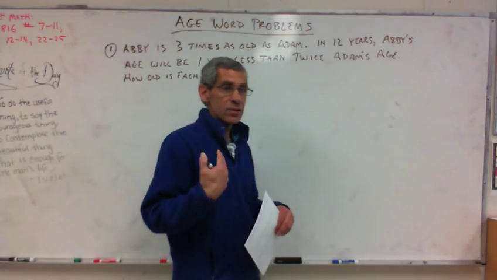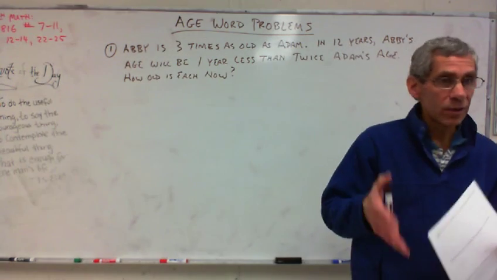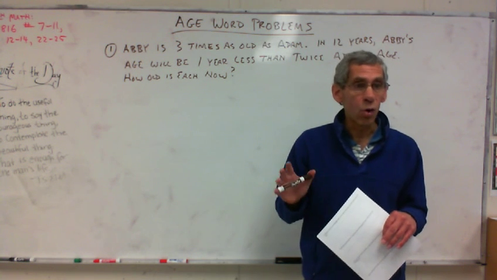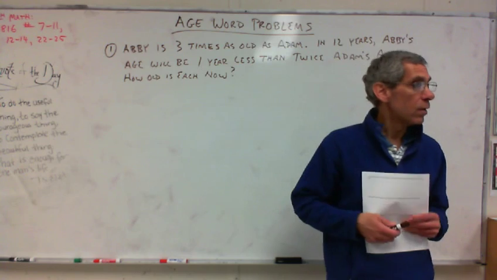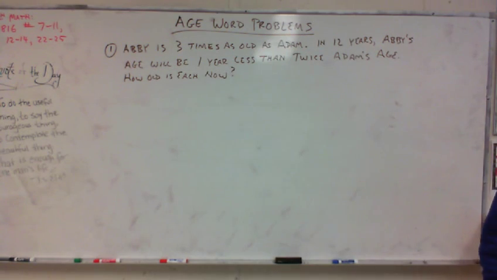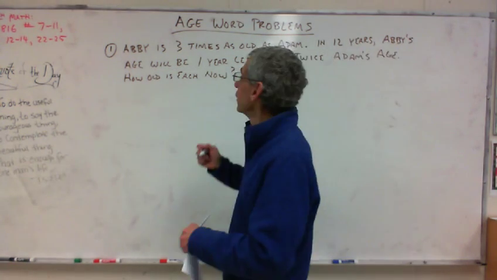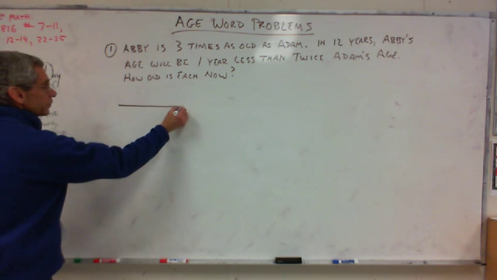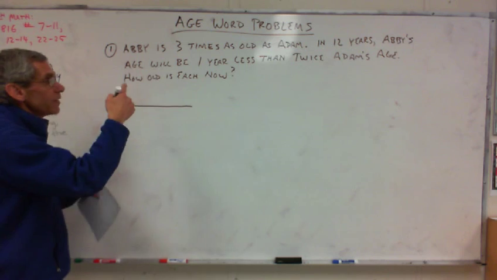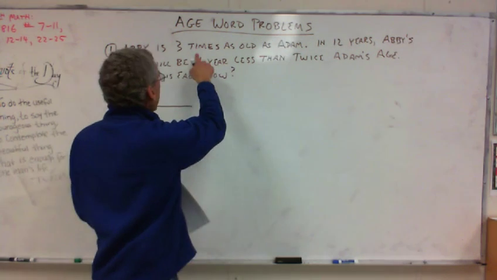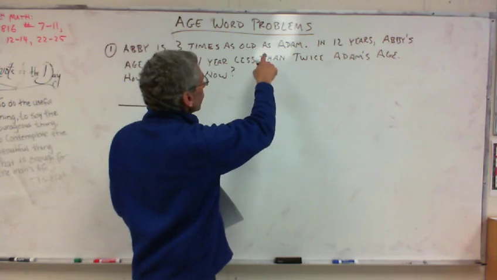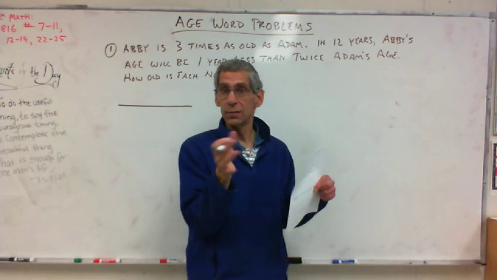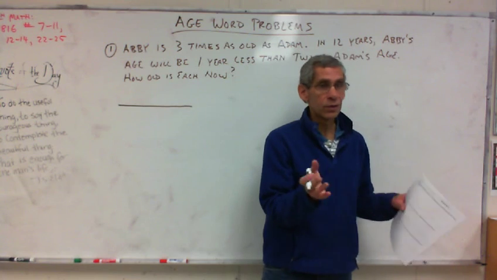To me, solving these is like magic, because I'm going to teach you a box method that works. And it works so well, and I think you're going to love it. Most people, once you get it, start to really like these problems. So there is a box method that I recommend you do for these, because you have 2 different time frames. It says now, Abby is 3 times as old as Adam. That's now. And then it says in 12 years. So we've got 2 different time frames.